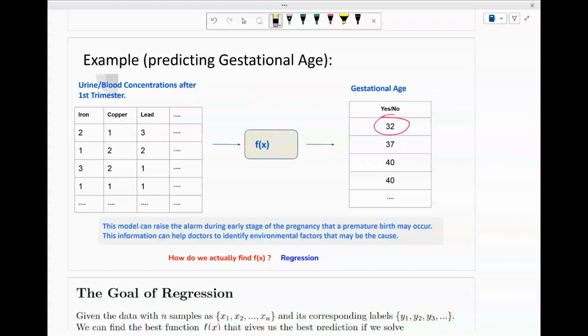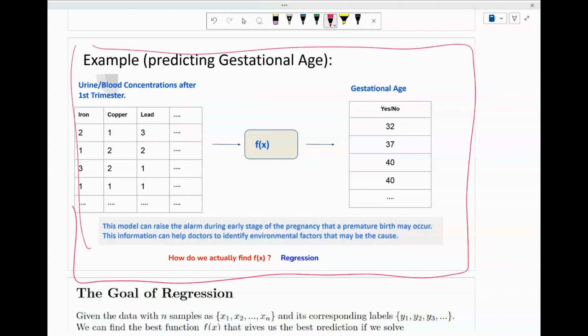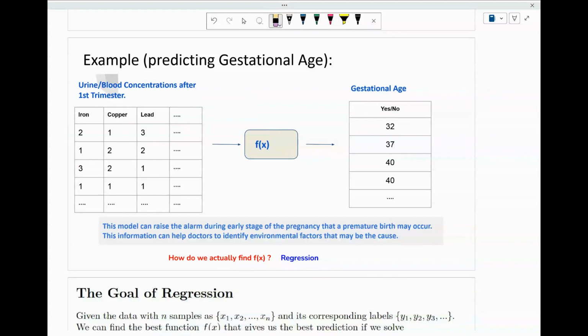So this particular project was something I actually worked on in my postdoc. And the idea was really simple. What we wanted to do is to collect blood and urine concentrations of pregnant women. We will measure various things in the blood, as well as the urine. Once we measure them, we want to predict when the baby's coming.